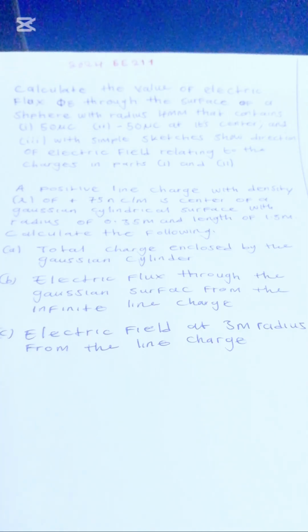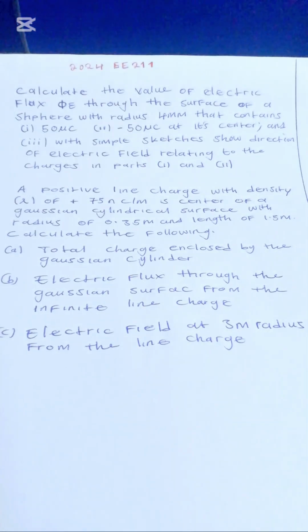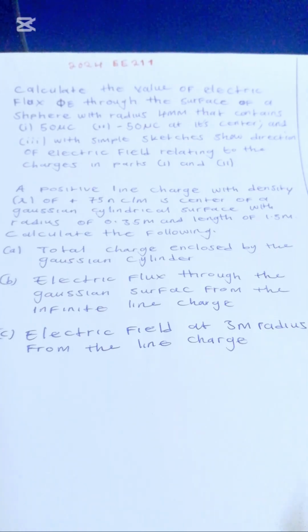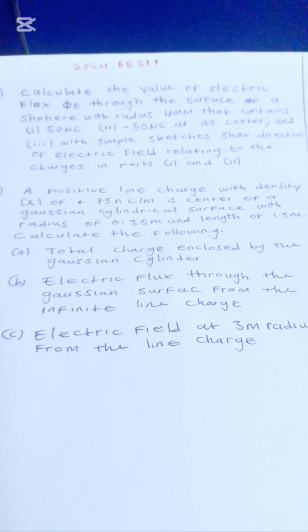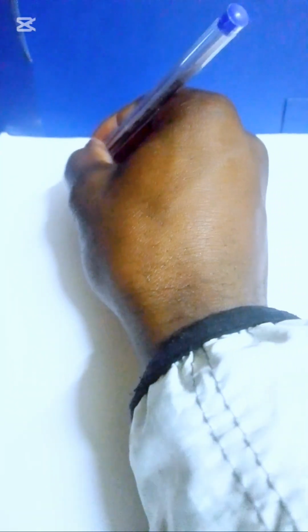So the first thing we are going to do is collect our data. So our data, we have been given the radius, which is 4 millimeters. Okay, so we are going to change into meters by dividing by 1000. So it will give me 0.004 meter.